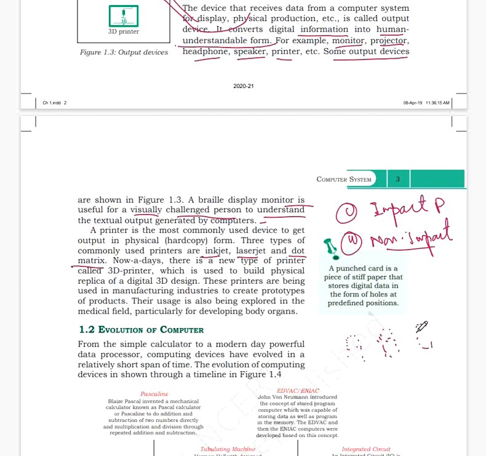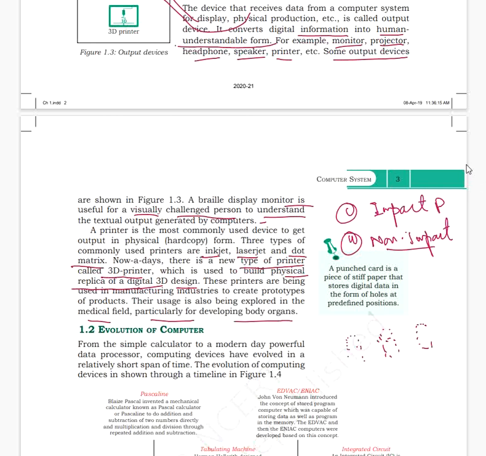So there are three types of printers, and nowadays there is a new type of printer called the 3D printer, which is used to build a physical replica of a digital 3D design. These printers are being used in manufacturing industries to create prototypes of products, and their usage is also being explored in the medical field, particularly for developing body organs.